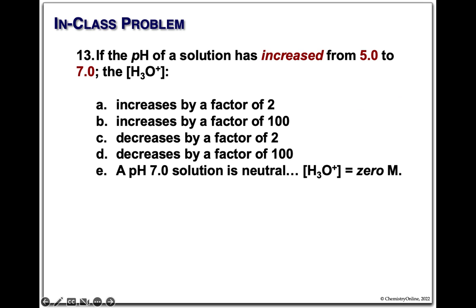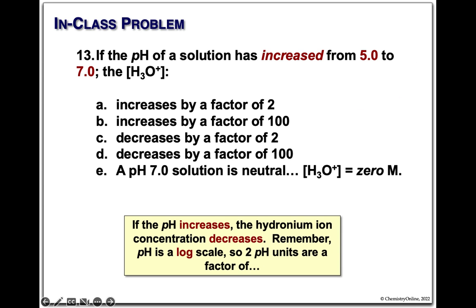Look at these guys. We're doing 2 pH units. Remember, the pH scale is logarithmic. So this is 10 to the squared. 2 units, 10 to the squared. 2 pH units, factor of 100. We're going from acidic to neutral, so it's decreasing. Going 2 units, factor of 10 squared, or 100. Everyone good with this?